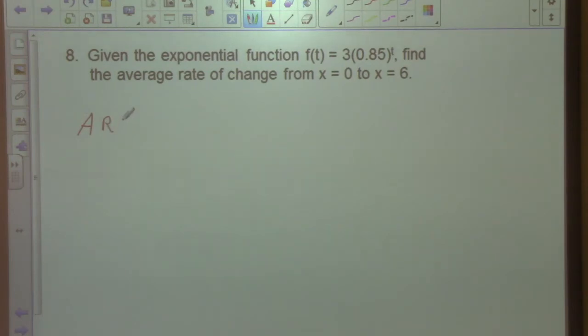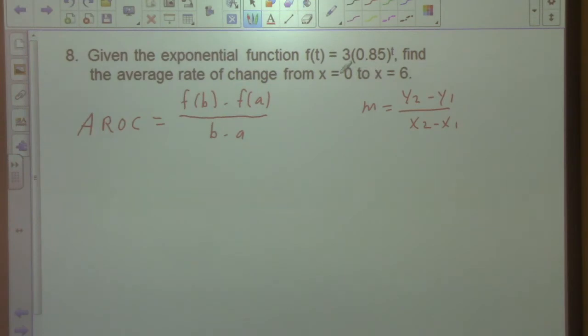AROC, which is an acronym for average rate of change, is equal to f of b minus f of a over b minus a. And this is just a function notation version of the slope formula. So that's why Connor is exactly right, because it's just a different version of the same thing.